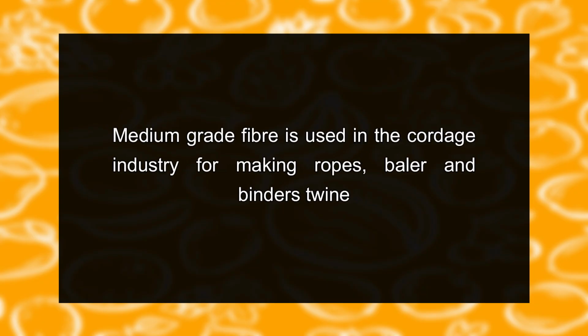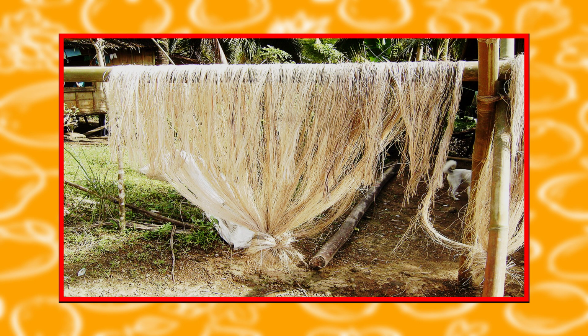The medium grade fiber is used in the cordage industry for making ropes, baler, and binder twine. The higher grade fiber after treatment is converted into yarns and used by the carpet industry. Abaca or Manila hemp is extracted from the leaf sheath around the trunk.